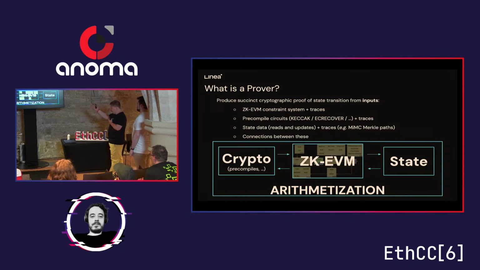But I mentioned it a few times, there's also the crypto side of things, so all those cryptographic primitives that are really nasty to arithmetize. The prover, all of these comprise the arithmetization as well as the connections between them. And the goal of the prover is to produce these succinct cryptographic proofs that testify to the validity of these boxes individually as well as the connections between them.